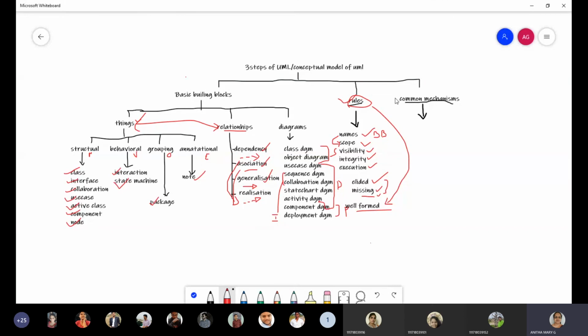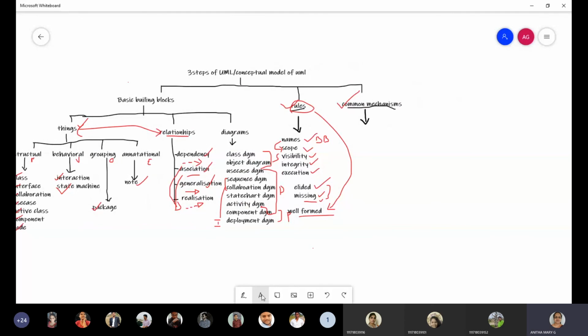The next topic is about common mechanisms. Before we go with common mechanisms, tell me what a mechanism is first. Anyone? A mechanism? Rule. So it's a procedure, what we follow when we are doing something.